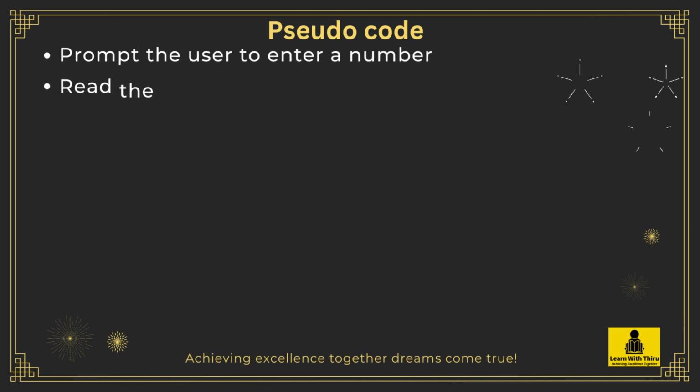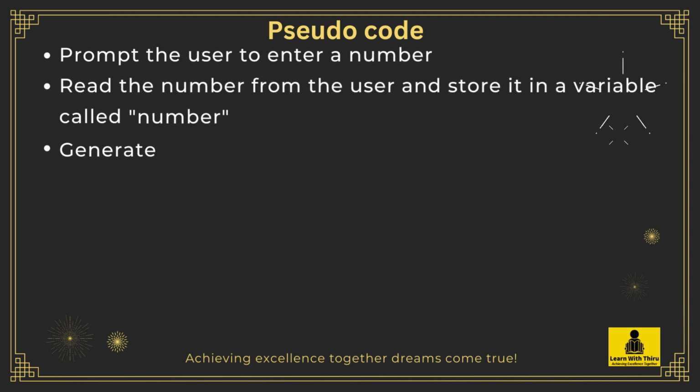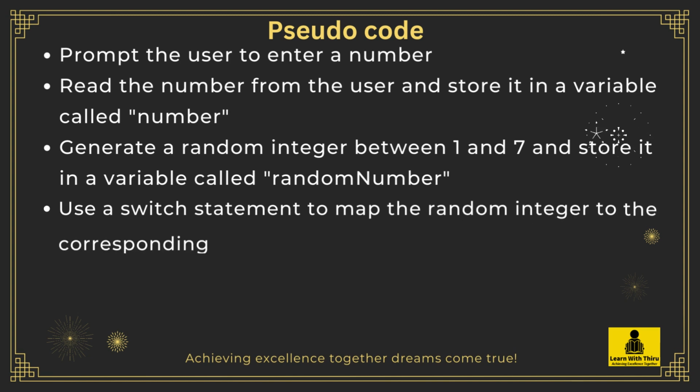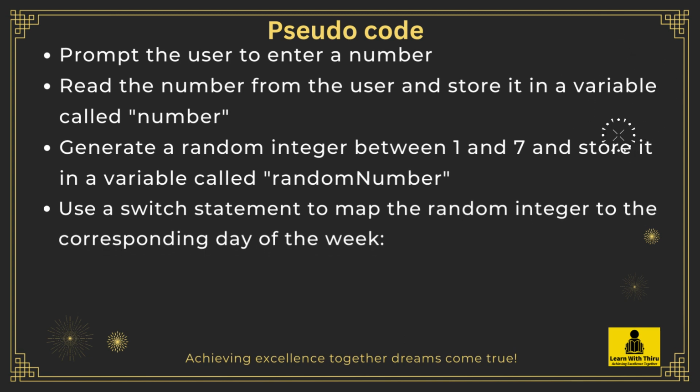Pseudocode. Prompt the user to enter a number. Read the number from the user and store it in a variable called number. Generate a random integer between 1 and 7 and store it in a variable called random number. Use a switch statement to map the random integer to the corresponding day of the week.